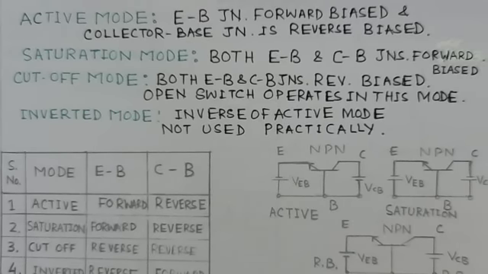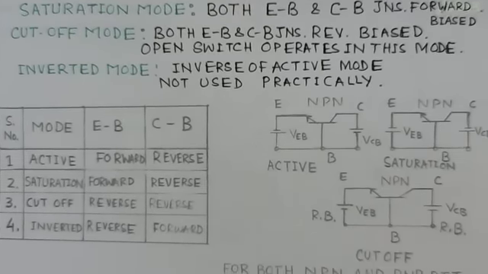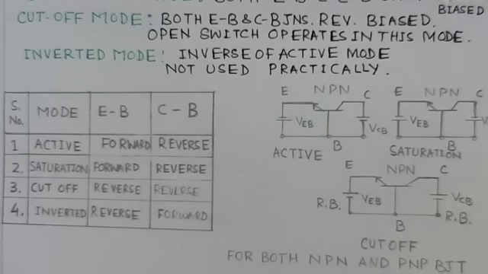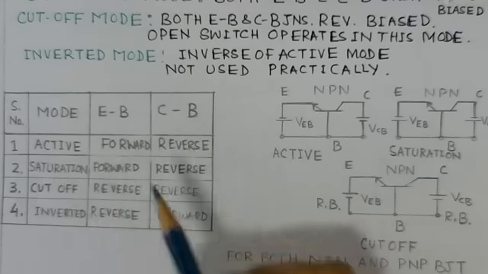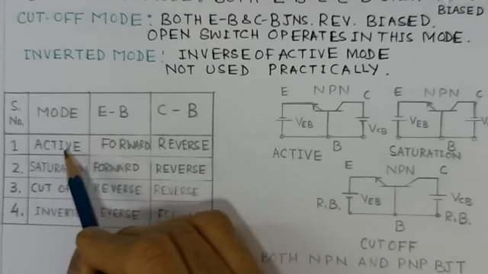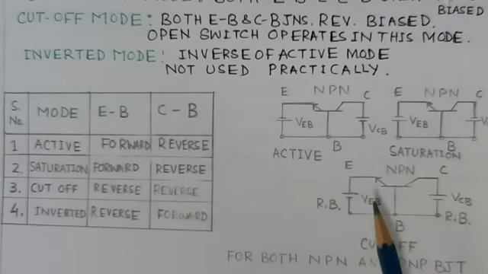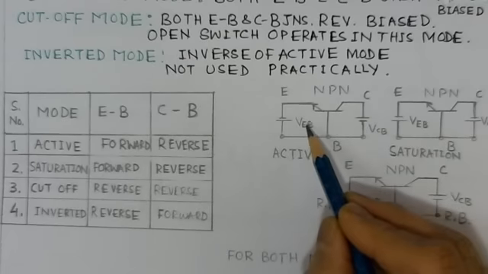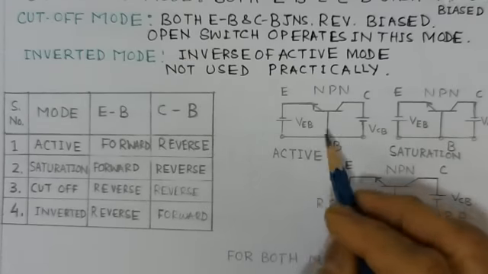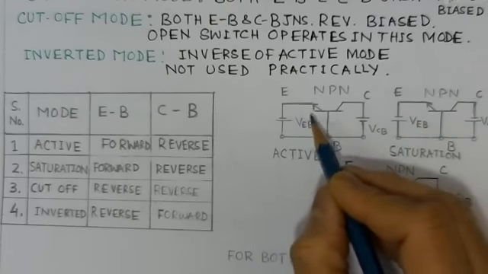Now we'll see these modes, and we have given a corresponding table here for these modes of operation. That's the mode, the status of the emitter base junction, and the status of the collector base junction. You can notice here, this is the active mode, the first one here. Here we notice that the emitter base junction is forward biased while the collector base junction is reverse biased.